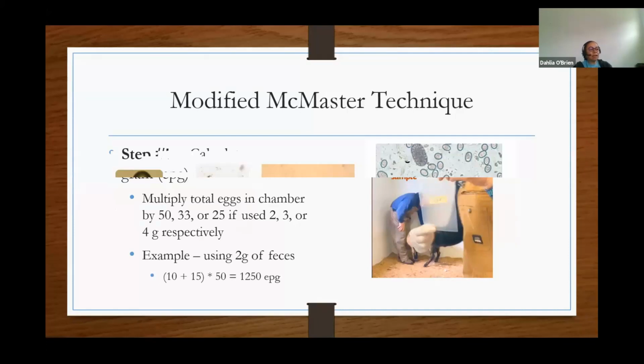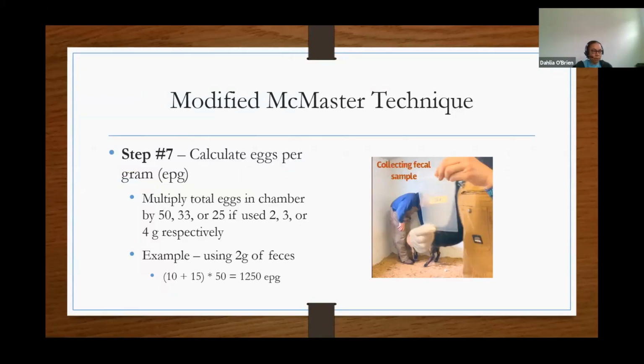Step 7 then is to calculate the eggs per gram. So after you've counted both chambers, and when you're doing this without a counter, especially if there are a lot of eggs in there, it can be hard to keep track, because you have to be writing down or keeping track in your head how many eggs you've counted. But I find a good tool is simply a clicker that you click every time you see an egg, and that will help you to keep track of the number of eggs.